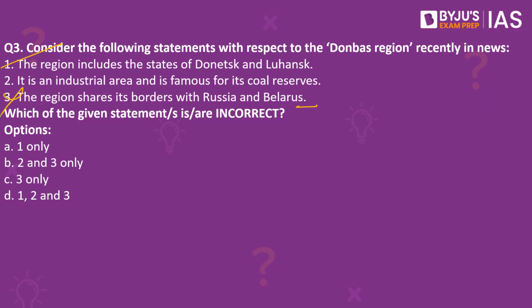Now coming to statement number 2. This Donbas region is also known as Donets Basin, and this is a large mining and industrial region of southeastern Europe. And this region is notable for its large coal reserves, so statement number 2 becomes correct. Therefore, the right answer to our question would be option C, because the question is asking us for incorrect statements.